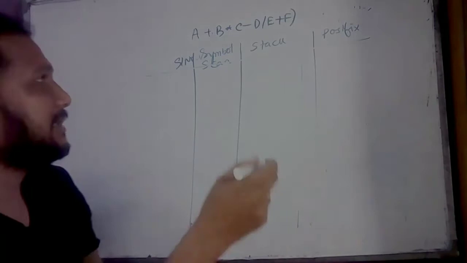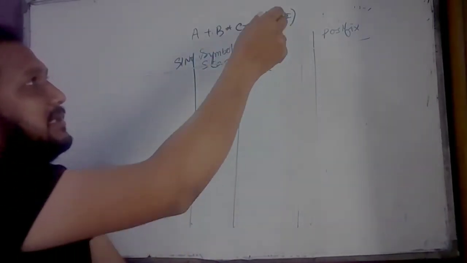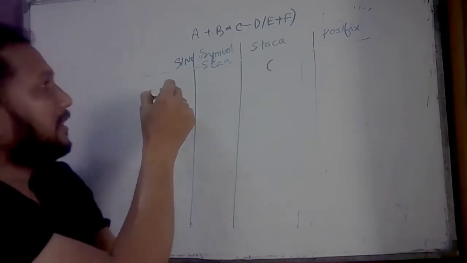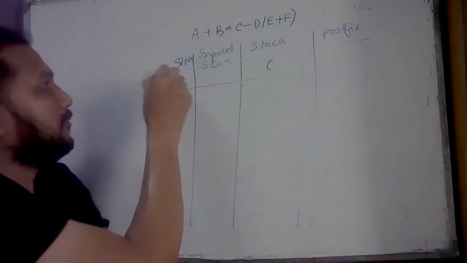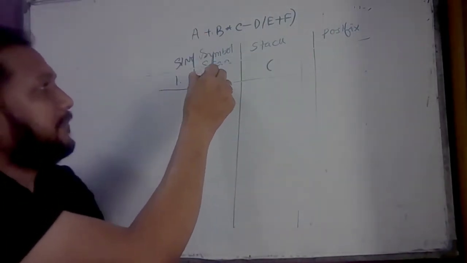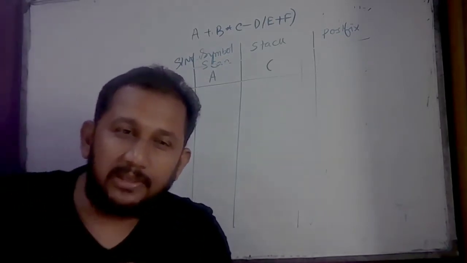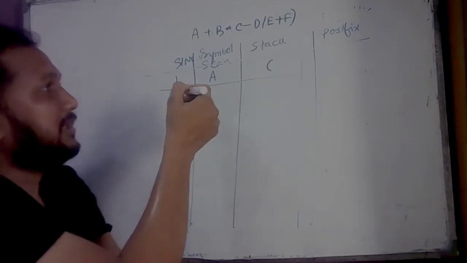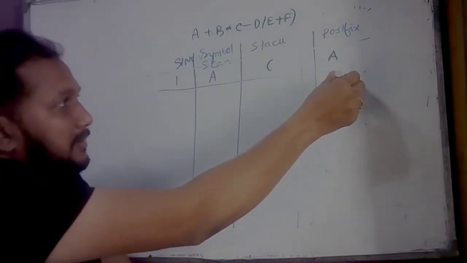Initially there is an opening bracket, and there is a closing bracket after the expression, according to the rule of the algorithm. The first one is serial number 1. Symbol A is scanned. At a time we need to scan only one symbol. So A is the first symbol, so we need to scan A and put it into the postfix expression.